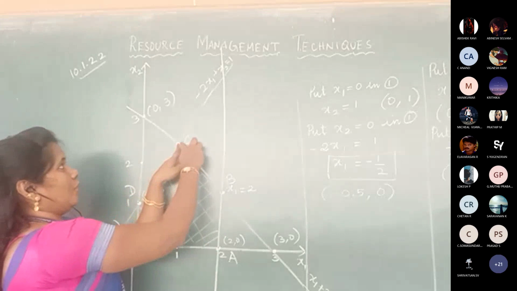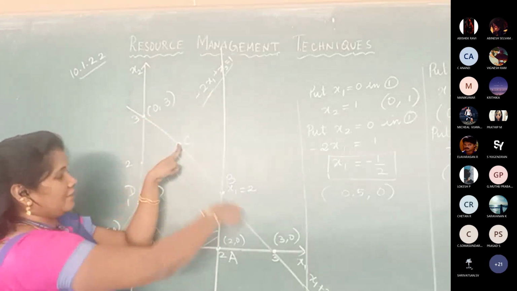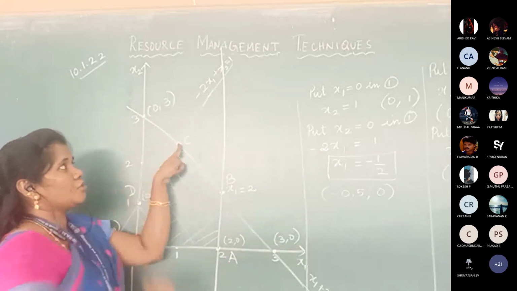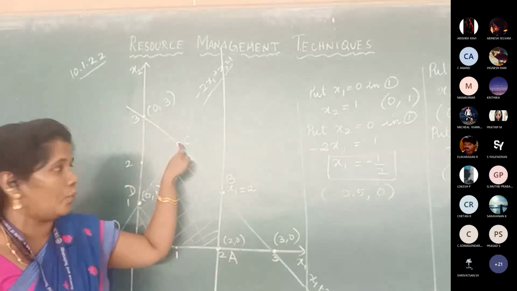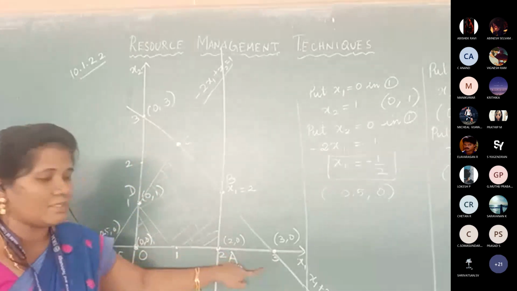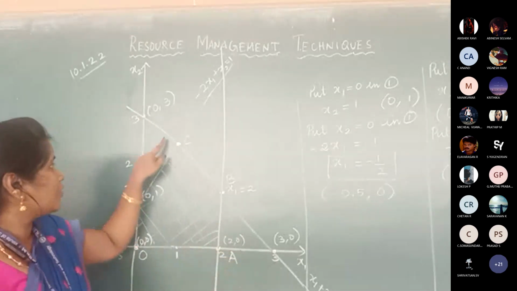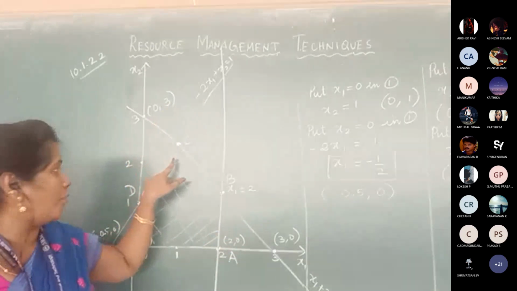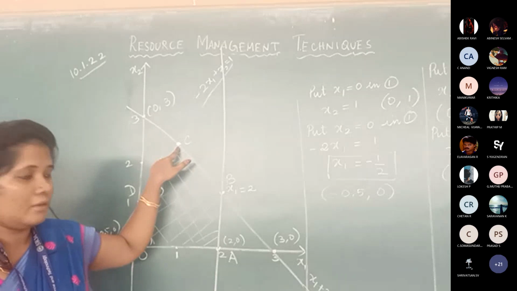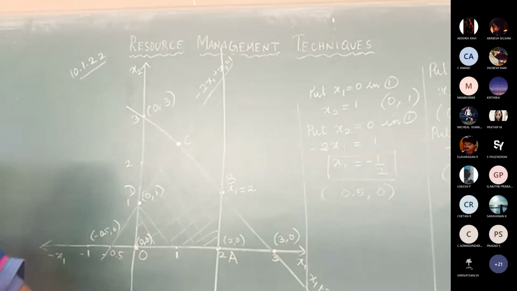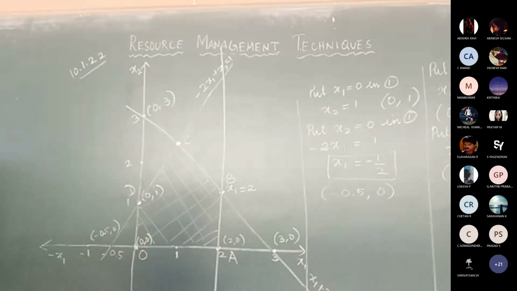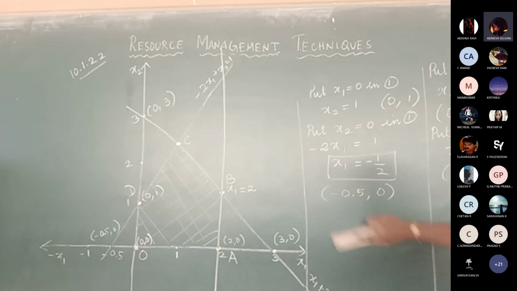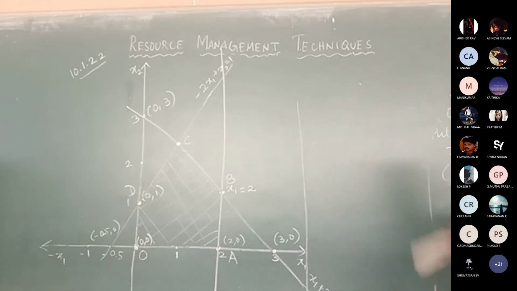It is the intersection point of this equation and this equation, that is, minus 2x1 plus x2 is equal to 1 and x1 plus x2 is equal to 3. If you solve these two equations, you can get this point. So we will start doing it. Did you understand how you're going to get it? Yes, ma'am. Write it down.